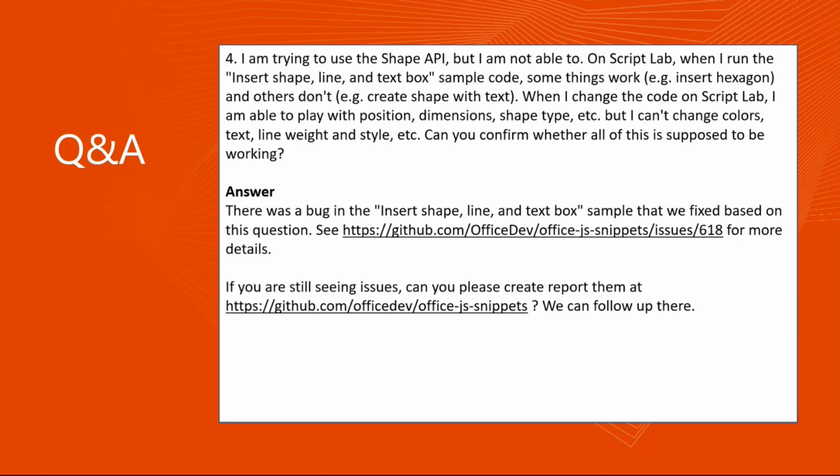And question number 4, I'm trying to use the Shape API, but I'm not able to. So this is on Script Lab. When I run there's this sample named Insert Shape, Line, and Text Box. So some things work, some things don't, and I'm able to play with the position, dimensions, and shape type, but I can't change the colors, text, line weight, and style. Can you confirm whether all of this is supposed to be working?